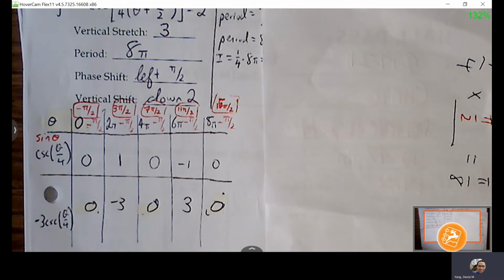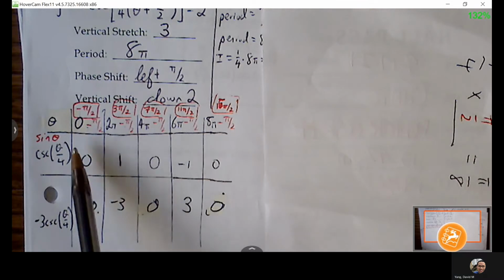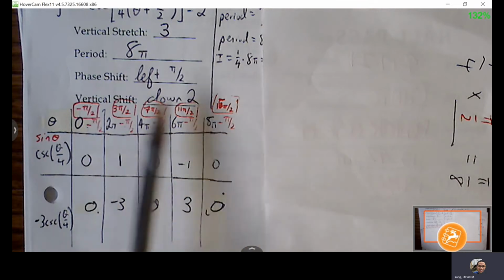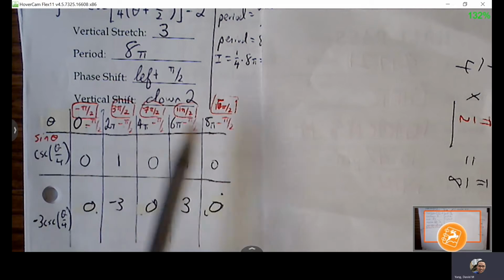We can also bring in the fact that there's a phase shift. So we got to subtract every one of our initial x values with pi over 2. So now my new x values are negative pi over 2, 3 pi over 2, 7 pi over 2, 11 pi over 2, and 15 pi over 2. Okay, so we're just going to graph the sine graph based off of this.